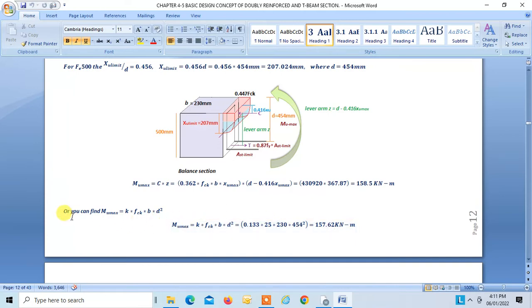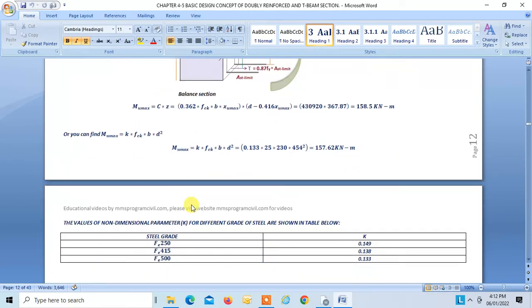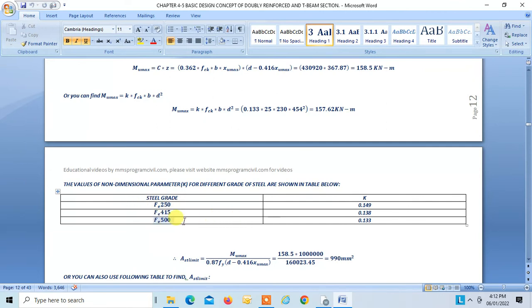You can also find your MU max using this formula, that is K fck b d square. K we have to take for Fe 500, that is 0.133. So this is equal to 157.62, which is very near to this. A little bit of difference is there between these two, because the K value I have rounded up. But we'll take this value in our design. So this is a table where we find the value of K.